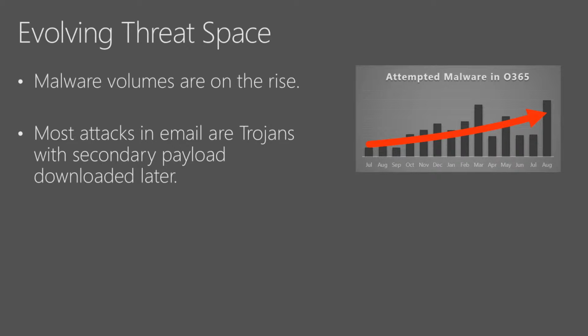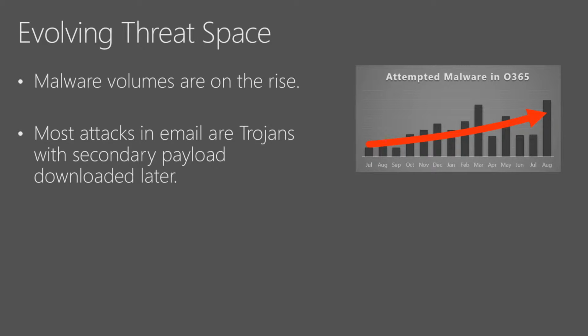A year ago you'd see a bunch of executables that were malicious, right? That's easy to catch. Now it's Trojans that are Word docs where macros go out and download secondary content, and it's really that secondary content that bites you.